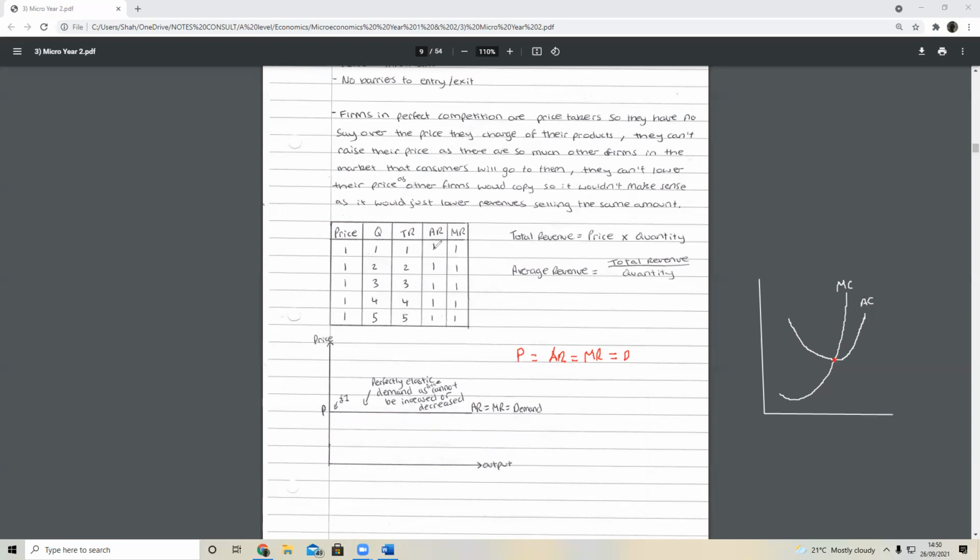And so we can see that a firm in perfect competition has perfectly elastic demand, as prices cannot be increased or decreased. It's a flat curve. So, perfectly elastic demand. Do you all understand that? Why we have this curve that's flat?